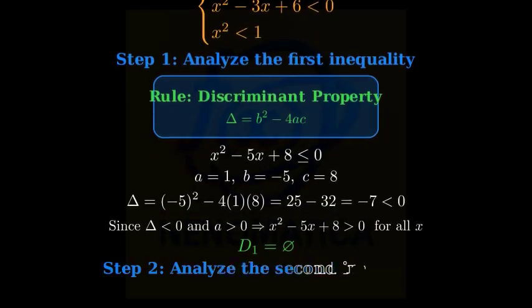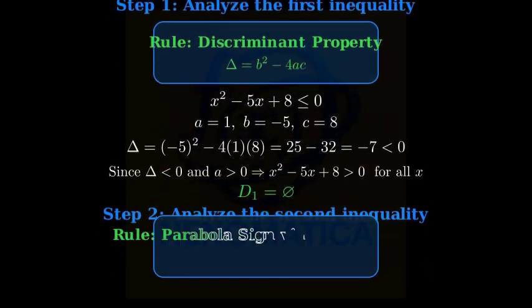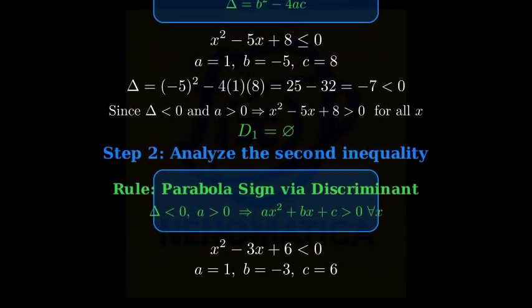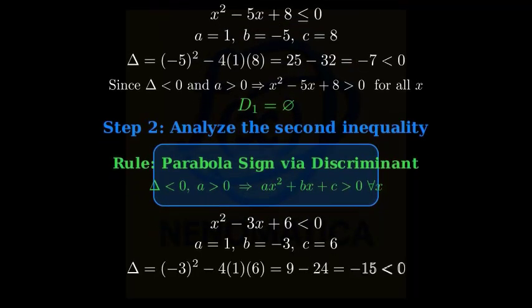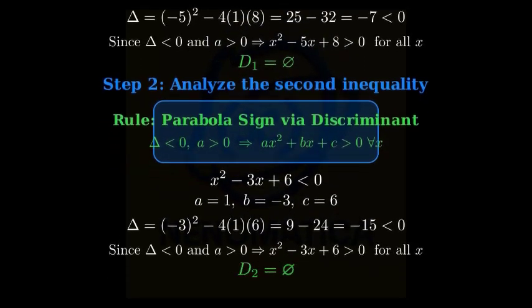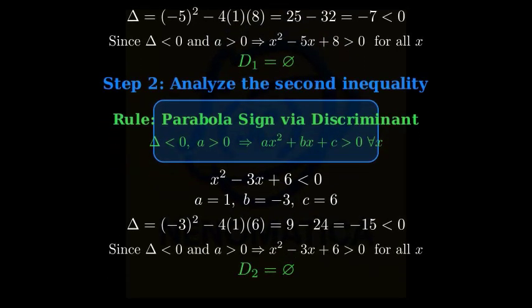Step 2. Analyze the second inequality. We again use the discriminant test. a equals 1, b equals negative 3, c equals 6. Delta equals 9 minus 24, which is negative 15, less than 0. With delta negative and a positive, the quadratic is always positive, so it cannot be less than 0. Therefore, D2 is the empty set.